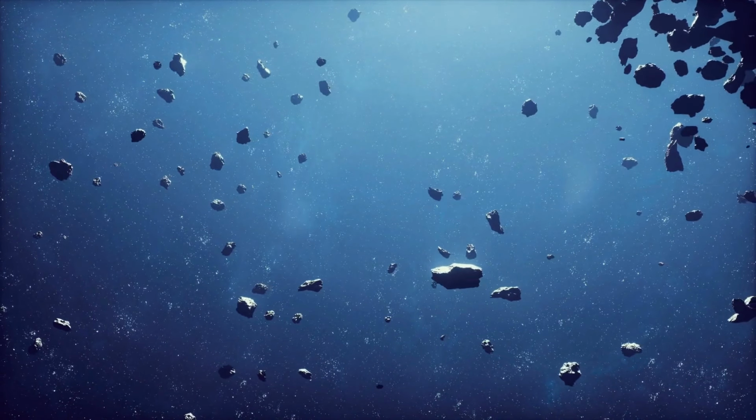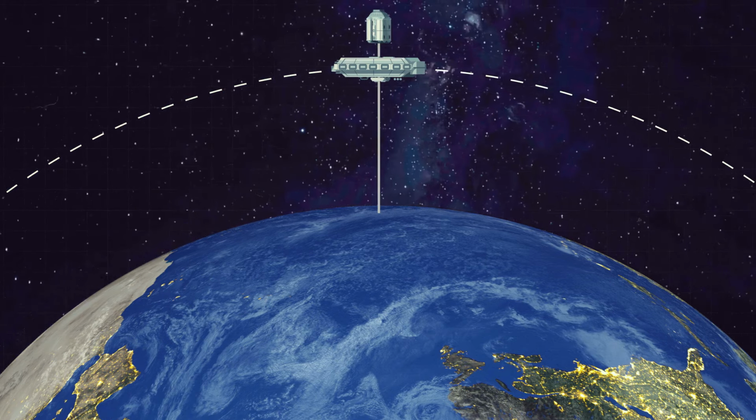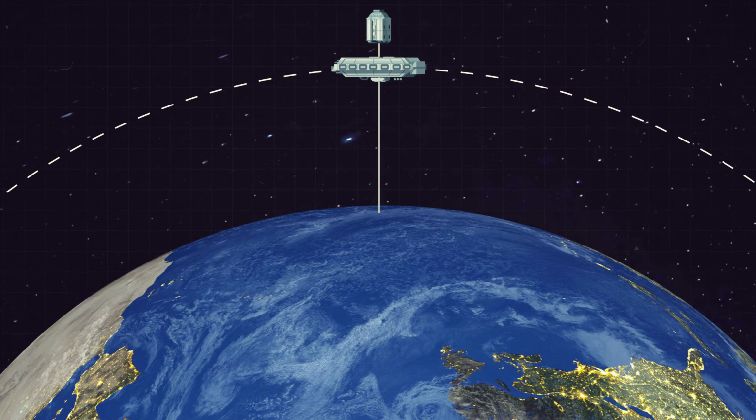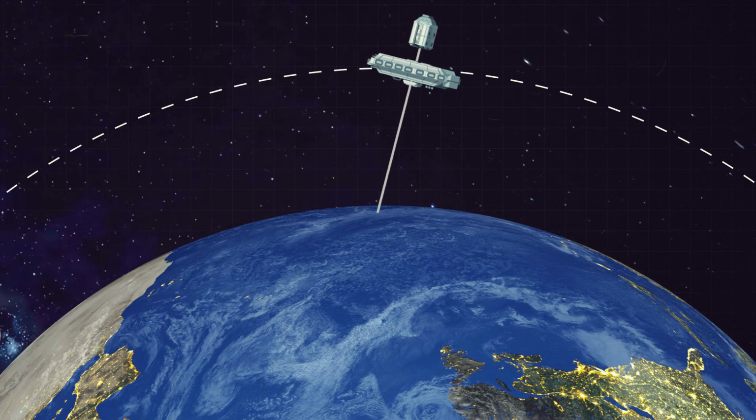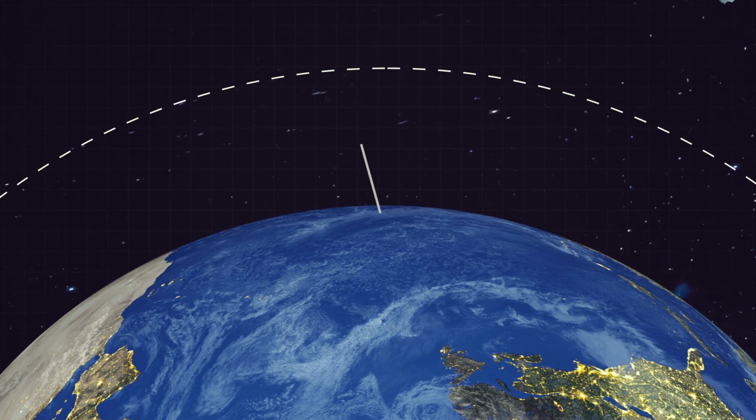Now, if something hit the elevator or the line somehow broke, the consequences would not be too bad. If there were no passengers on board, of course. If the line got cut, the elevator would simply float away into space, posing no threat to people on Earth.